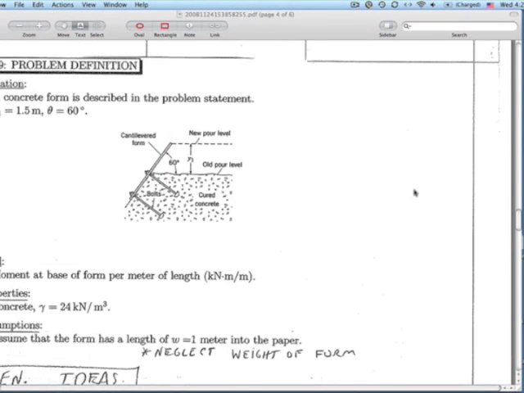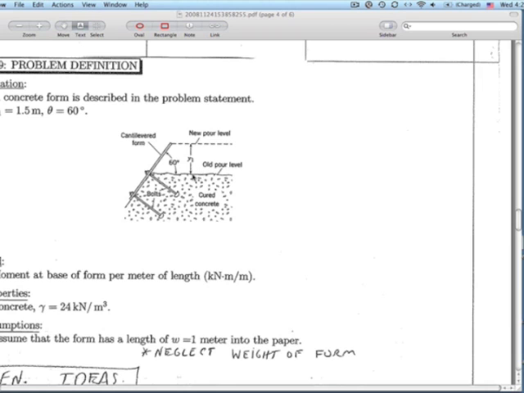We're going to be solving problem 3.69. The problem involves a form in concrete. So there's cured concrete down here, and a form is attached to the cured concrete with two bolts. And we're going to make a new pour.